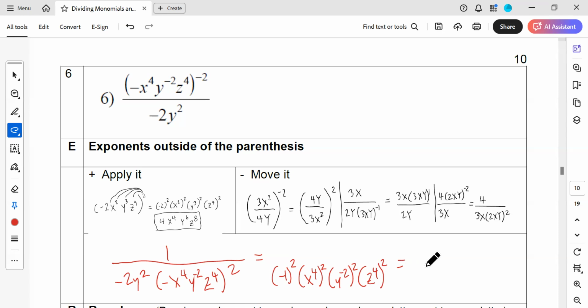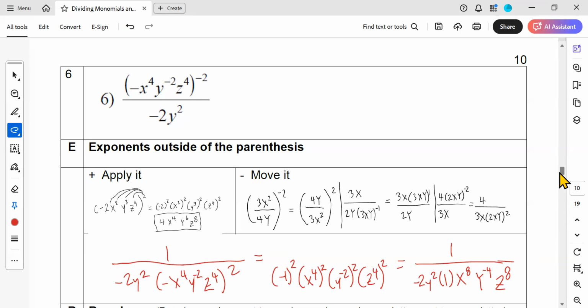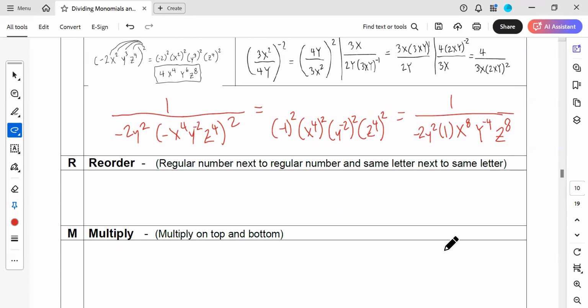So as I move over, okay, I'm going to bring back everything else. And then I'm going to go ahead and put these in. So negative 1 to the second power is going to give me just positive 1. X to the fourth to the second is going to give me x to the eighth. Then over here, I'm going to have y to the minus 4. And last but not least, I'm going to have z to the eighth. Questions so far on that step?